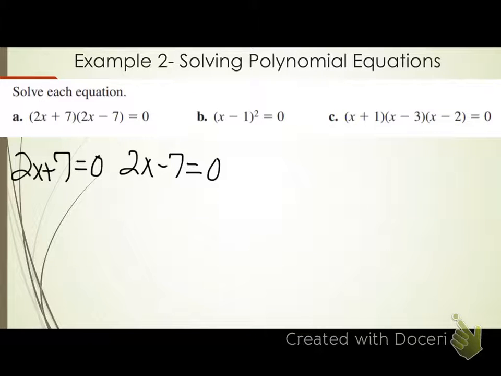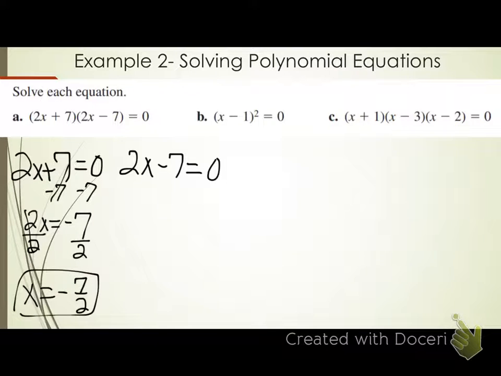Now we need to solve each of these equations. First one, what's my first step to get x by itself? Subtract 7 from both sides. What's 0 minus 7? Negative 7. Now, how do I get x by itself? Divide by 2 on both sides. Negative 7 divided by 2, does that give me a nice whole number? No, I'm just going to leave it as a fraction. Can that be reduced at all? No. So negative 7 halves. Everyone okay with that?